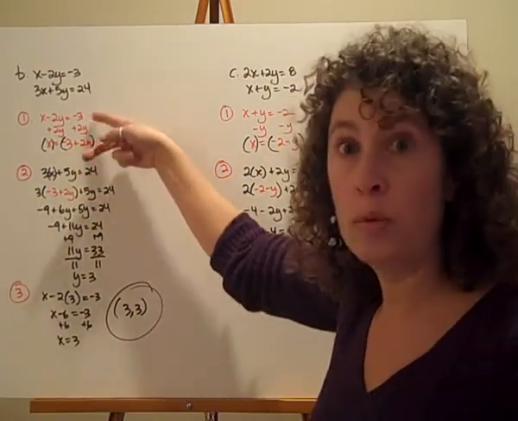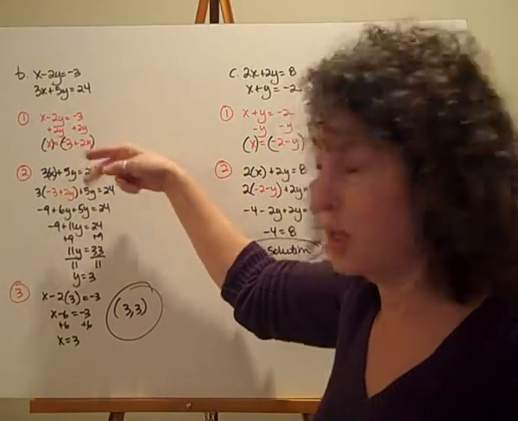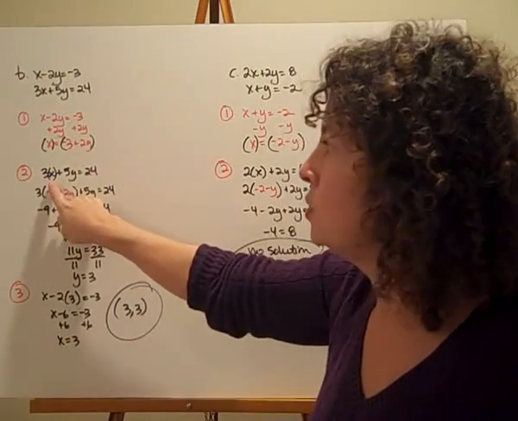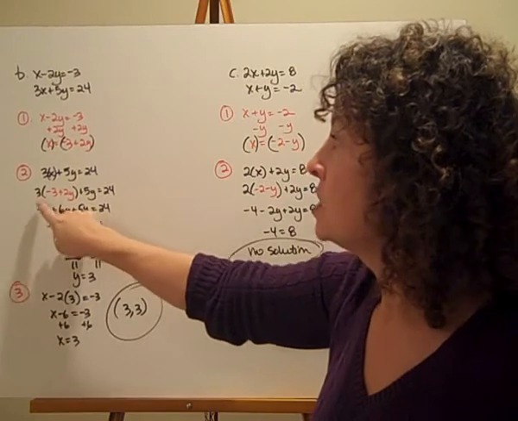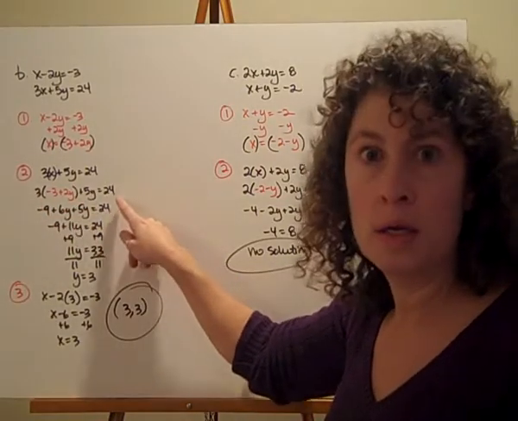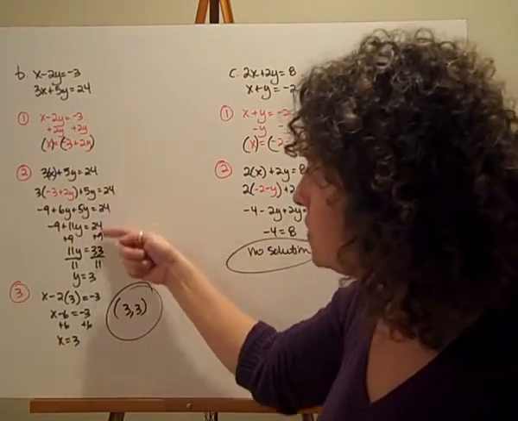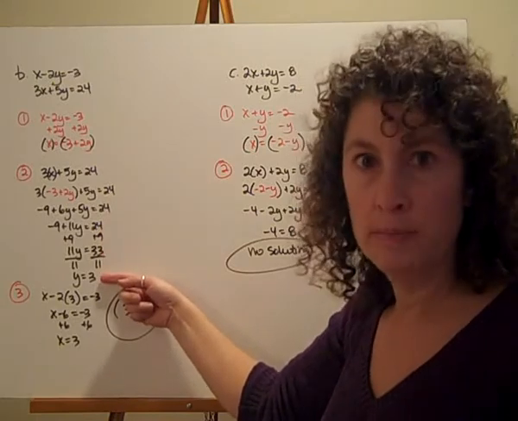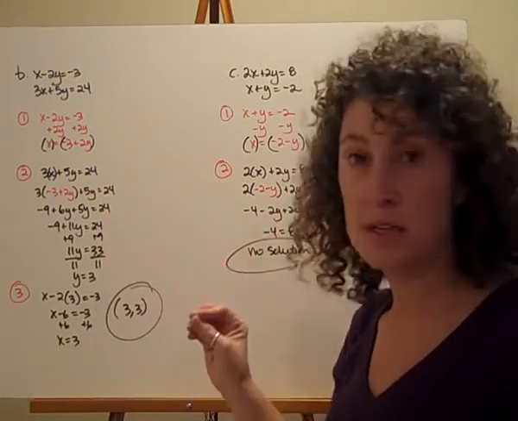I need to make sure I'm working with both equations, not just the same one repeatedly. I'm going to substitute that into my second equation for x, and notice that here, my y is the only remaining variable. So I solve this equation for y, I end up with y equals 3. Again, that's half of my solution. I still need to find x.